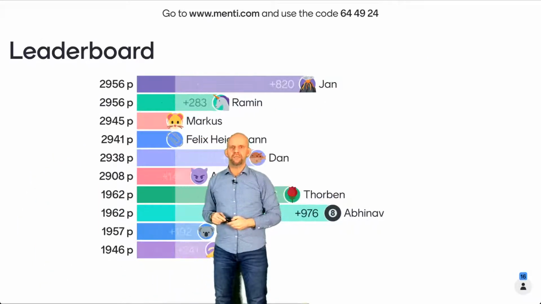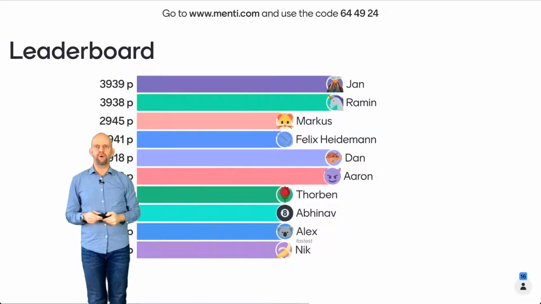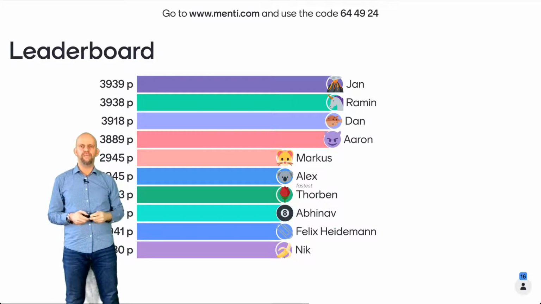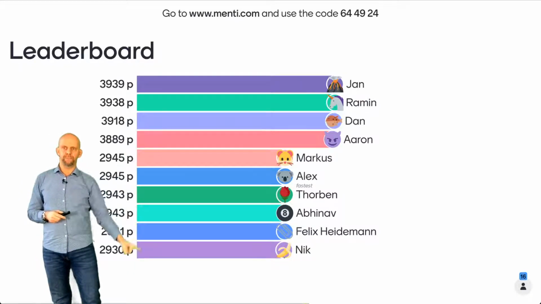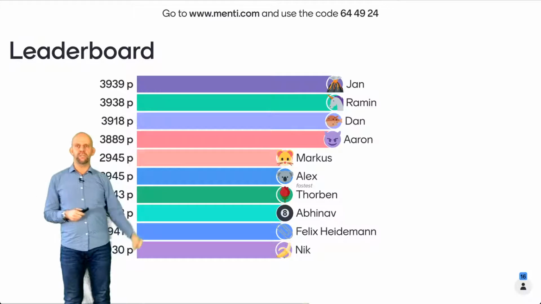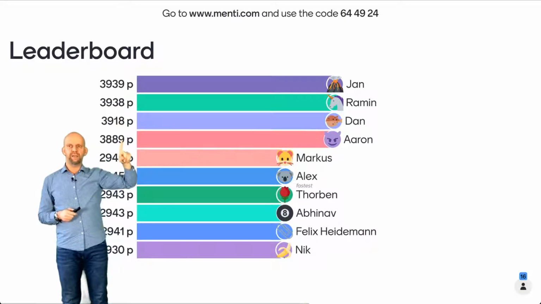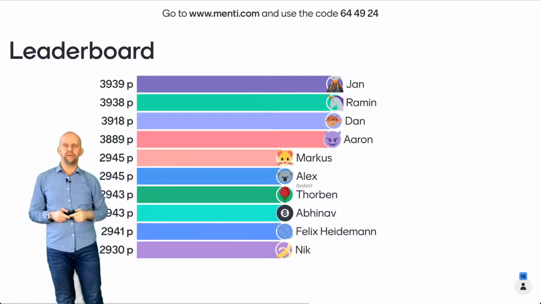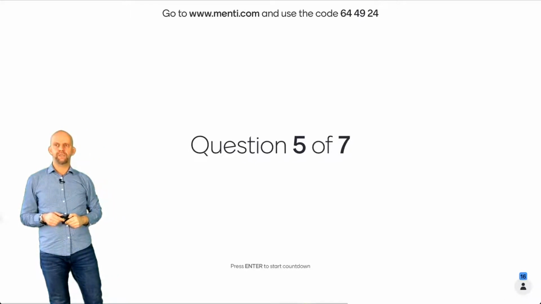Let's see what happens. Jan, Ramin. Oh no, Markus and Felix drop points. That mixes up the order. Jan, Ramin, Dan, and Aaron. So we got 2 from Braunschweig, 2 from Houston. Markus, Alex, Torben, Abhinav is still here in hot pursuit. Felix and Nick with 1 dropped question each. So here we go. What is happening here? 1 point between Jan and Ramin, a few more points to Dan, and Aaron with just 50 points behind Jan. What does that do? Next question here.